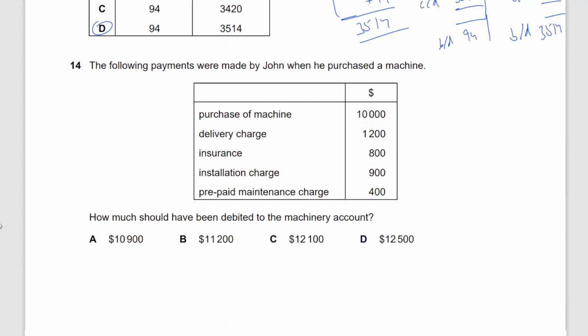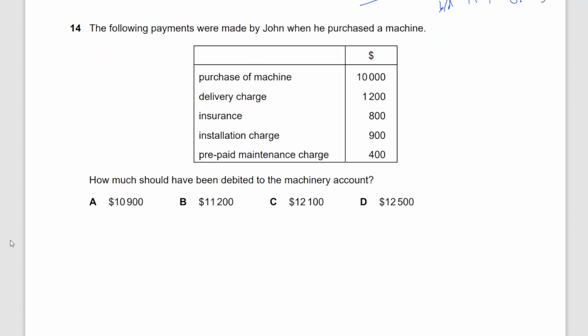Number 14. The following payments were made by John when he purchased a machine. Okay. How much should have been debited to the machinery account? Essentially, this one's about capital expenditure and revenue expenditure. Let's see. So purchase of the machine itself is part of capital expenditure. That will be capitalized, going into the machinery account. Delivery charges, yes. Cost of delivery is also included. Insurance is a maintenance sort of cost. It's a revenue expenditure. Installation, yes, that's part of the definition.